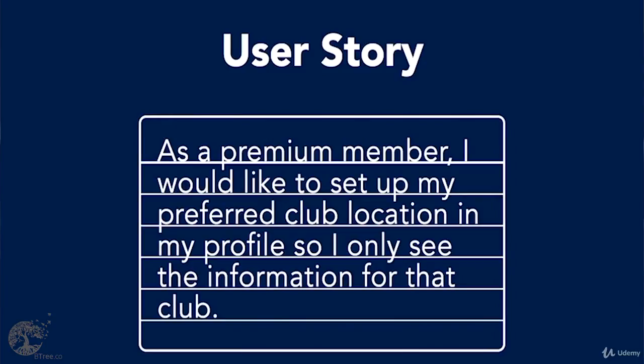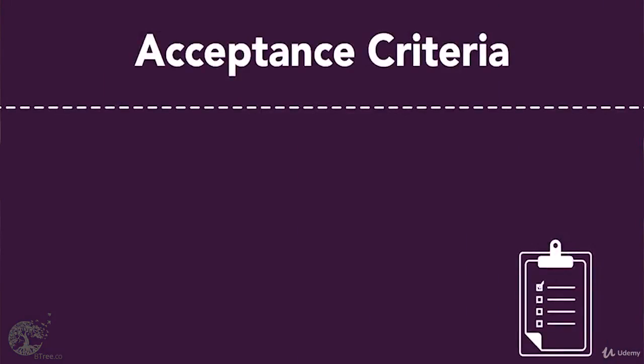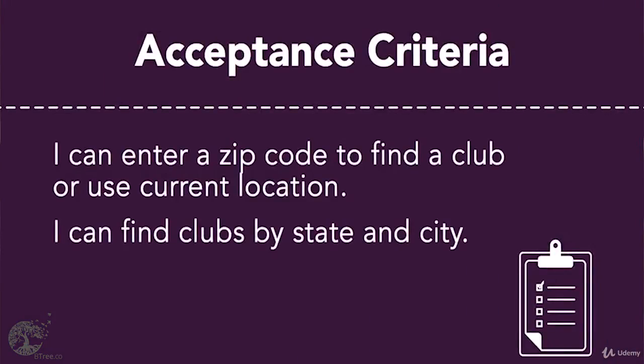The acceptance criteria for this user story is typically a bulleted list and may look something like this. I can enter a zip code, state, or city to find my club, and a map will display with the location on it with the phone number and address, and the ability to call the club. You get the idea, right?